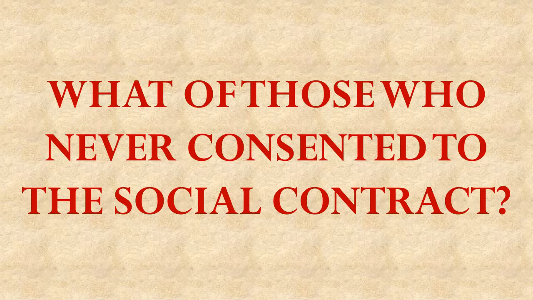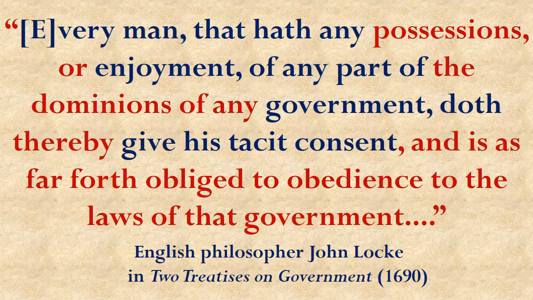Well, the way John Locke got around this problem is he theorized that when we are in society and we enjoy the benefits of that society, we enjoy the benefits of what that government does for us, he says that we have given our tacit consent. In other words, like implied consent. We didn't explicitly say, oh yeah, I agree to the government. But the fact that we're enjoying the benefits of that government obligates us to it.